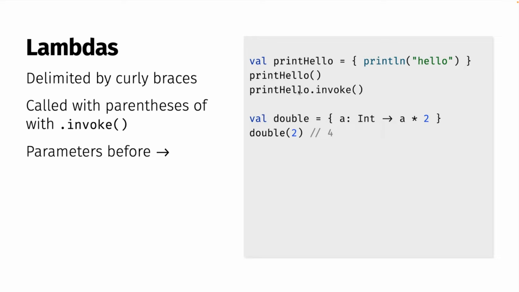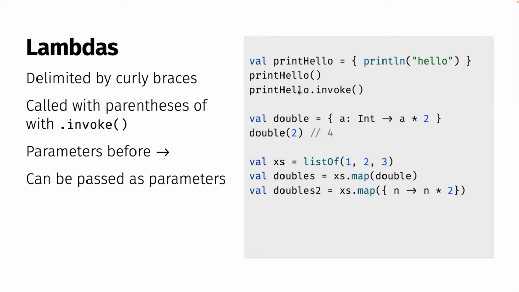If there are parameters in the lambda, we still need to put them in the curly braces, at the beginning, with the type and an arrow. The call stays the same, of course, we just pass the parameters. Lambdas themselves can be passed as parameters, so the variable double here can be passed. For example, if we call map with double, we create a list of 2, 4, and 6, right?